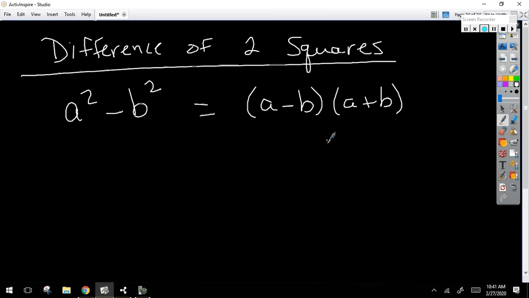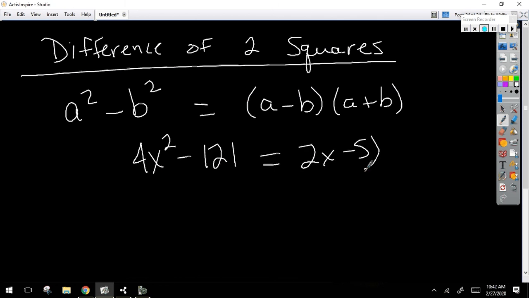So an example, give me a perfect square. Somebody give me a perfect square. 4. 16. Give me one that's not a power of 4. 25. 121. 2x minus 5, 2x plus... Oh, not 5, 11. I heard 25, I wrote 121, and I'm factoring 25.